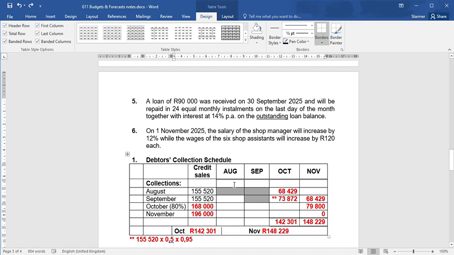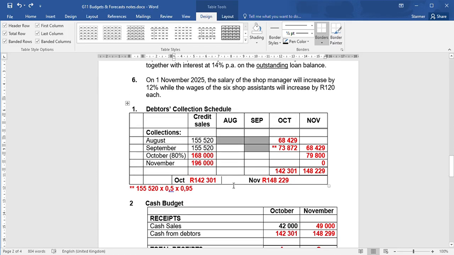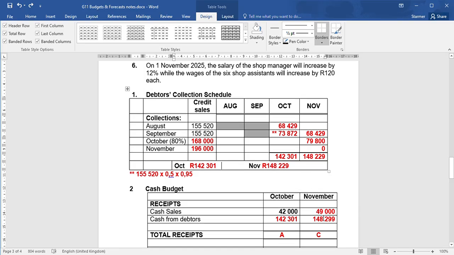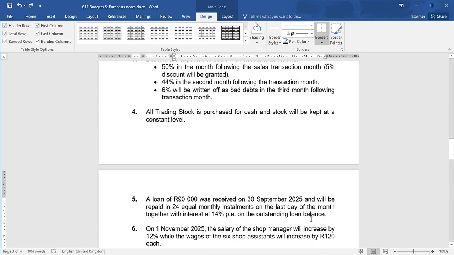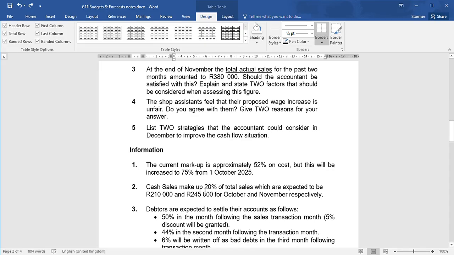There's one other thing I can work out now, and that is my cash sales, because I was missing this cash sales amount here. I just take 20% of the total sales for November, because that is when I'm going to receive the money. 20% of November.